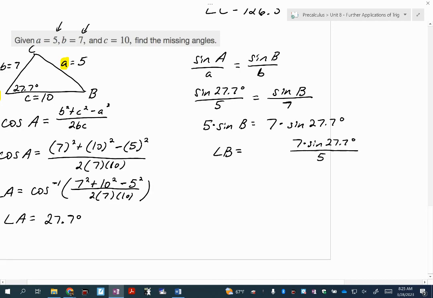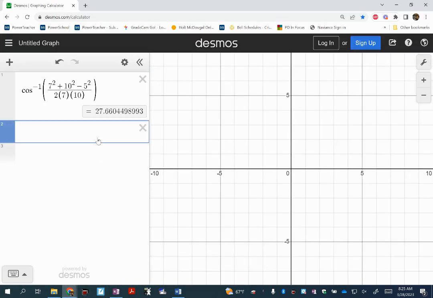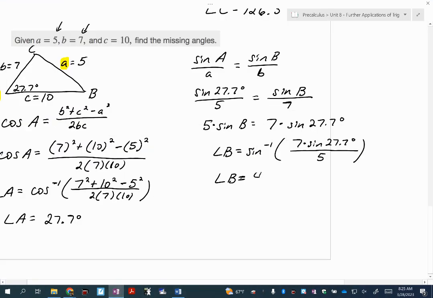And then because I want to solve for an angle, I've got to do sine to the negative first power of that ratio. So it's telling the computer, here's my ratio, tell me the angle that when I take the sine of it, I get that ratio. All right, so sine to the negative first power of, and in that fraction, I'm going to have 7 times the angle I found before, which is 27.7. Again, if you want to not round, just copy and paste it. Not really worried about the rounding part here. Over 5. So that's approximately 40.6 degrees.